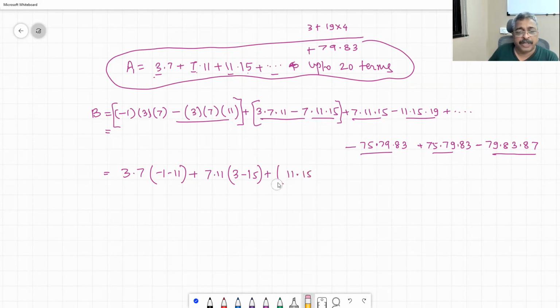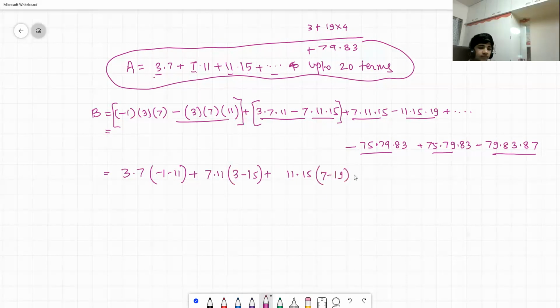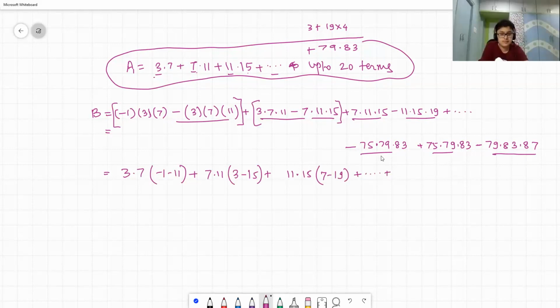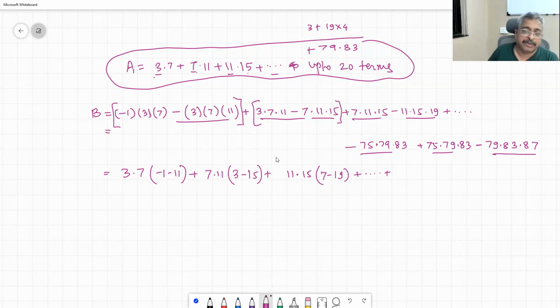Now I should not put brackets to these. Inside the bracket, what do you get? 7 minus 19, so minus 19. Do you see some pattern there? Dot dot dot plus. The minus sign will get associated with the earlier one, so we can predict what it is going to be.